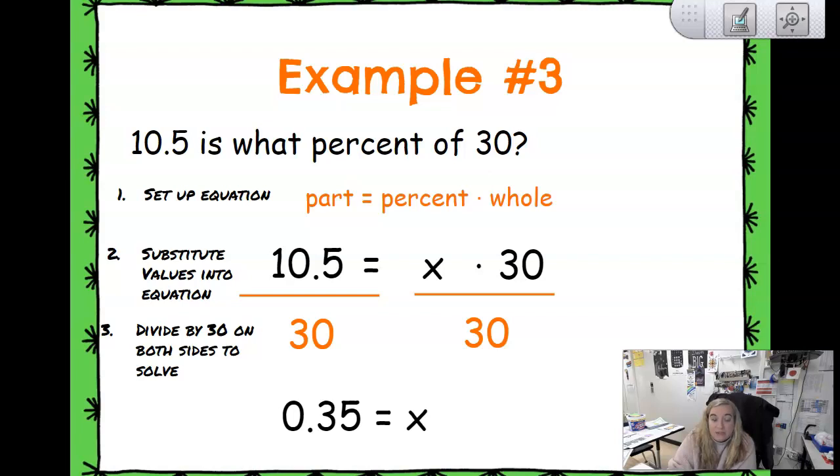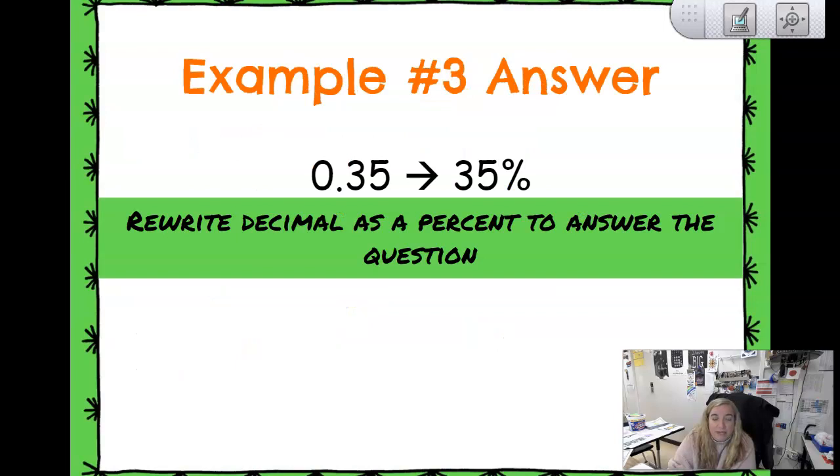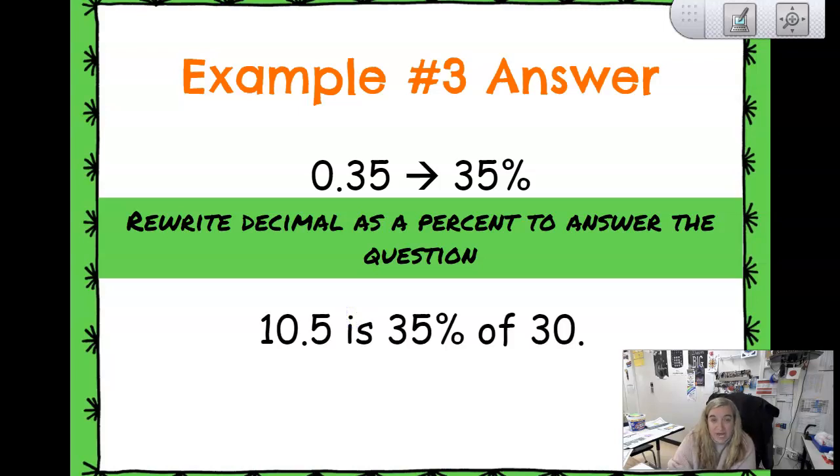So my answer to the question is not 0.35%, that's the decimal. So I need to rewrite it as a percent, which would be moving the decimal to the right 2 spaces to make it 35%. So 10.5 is 35% of 30.